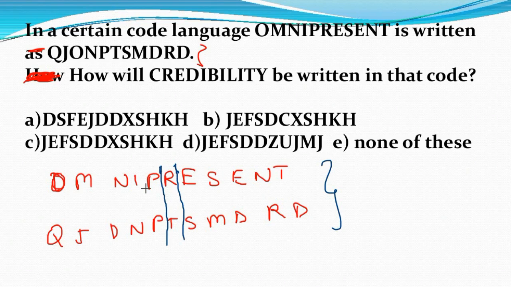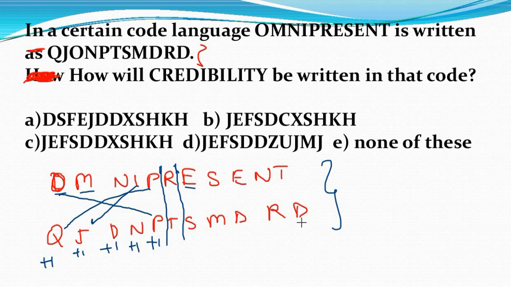We can observe P is 16 and Q is 17, which means plus 1 addition. O is 15 and Q is 16, so here is the plus 1 addition. I is 9 and J is 10, so this is plus 1, and M is 13 and N is 14, this is plus 1. N is 14 and O is 15, so this is also +1. It means the first 5 letters have a pattern of +1, and the last 5 letters we have to check.